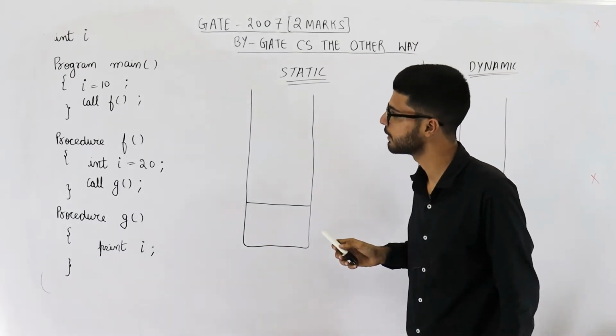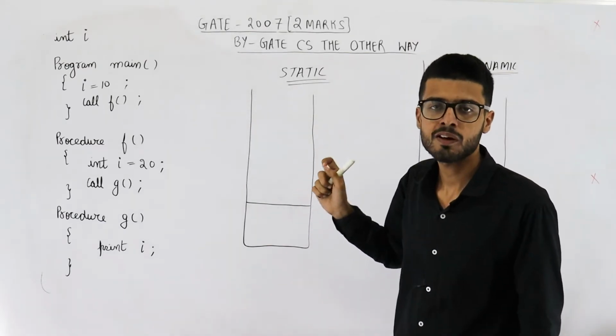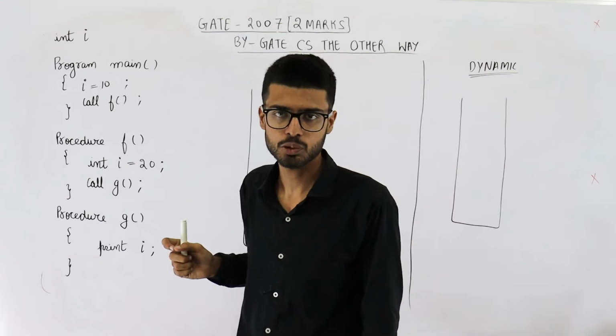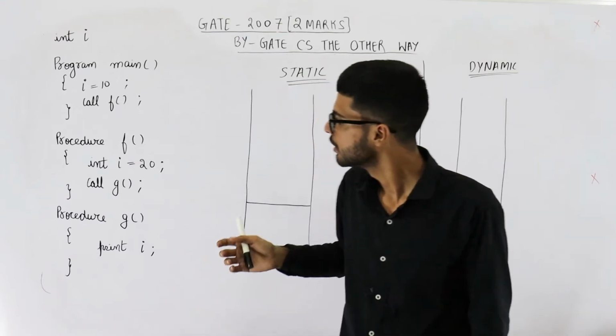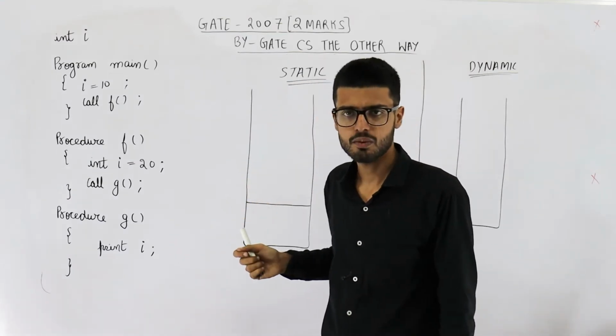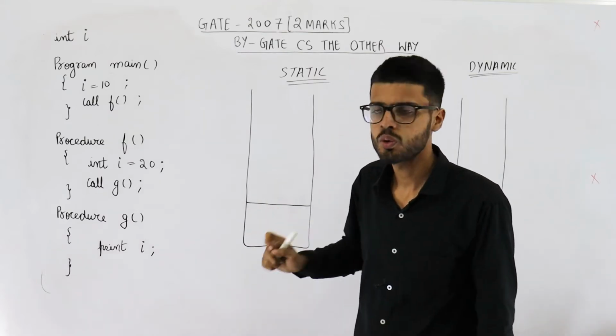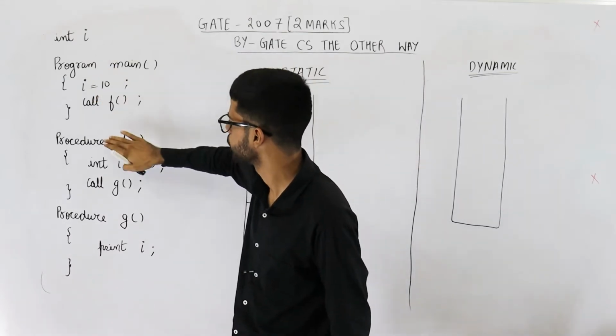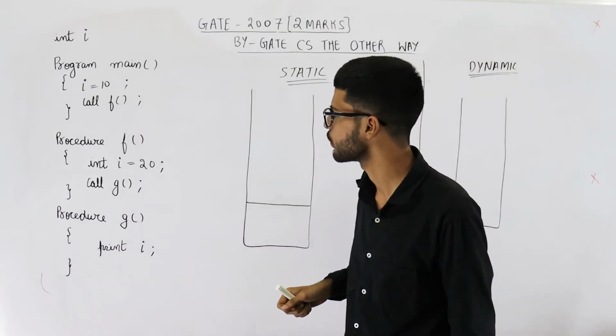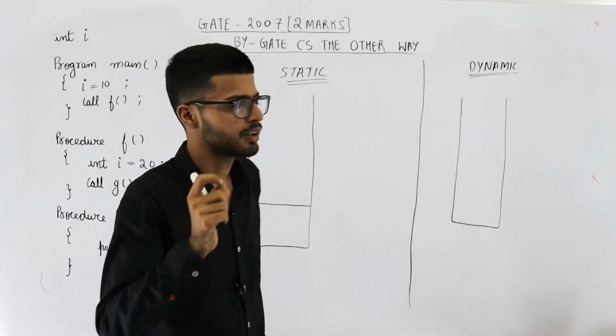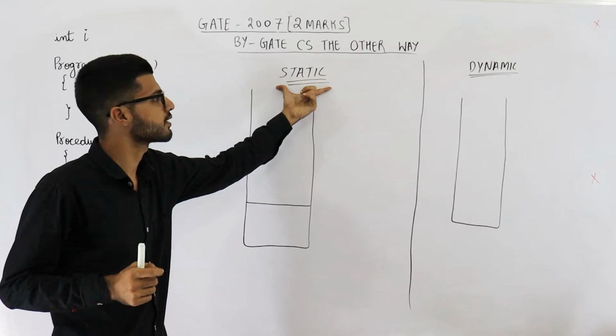Also, in the question they have mentioned that this program or this code is written in some hypothetical programming language. Okay, it's clear that it cannot be C language, because in C language we don't have these keywords program, procedure. So it is not C language. Let us start this question with case 1, that is static scoping.